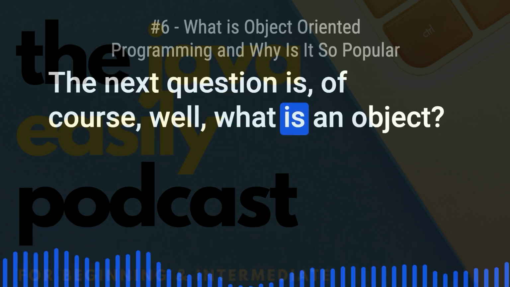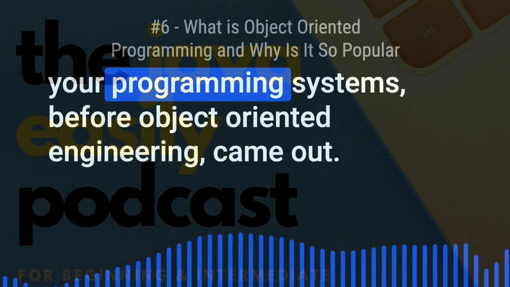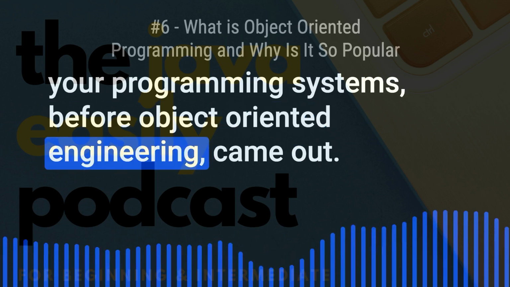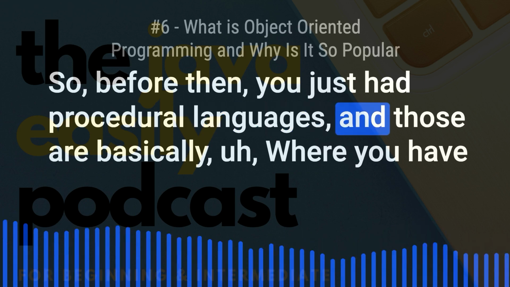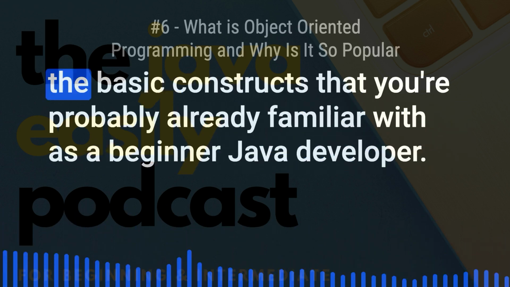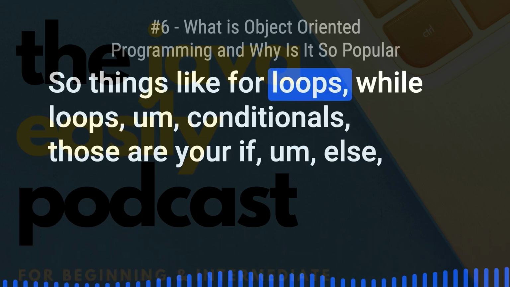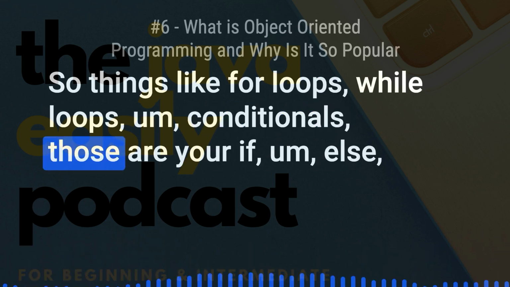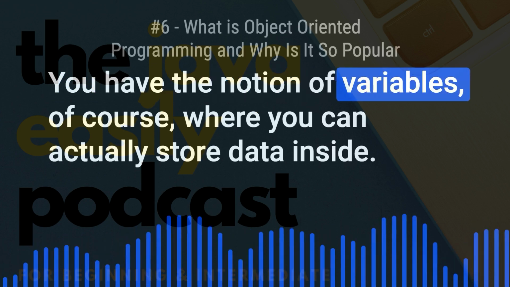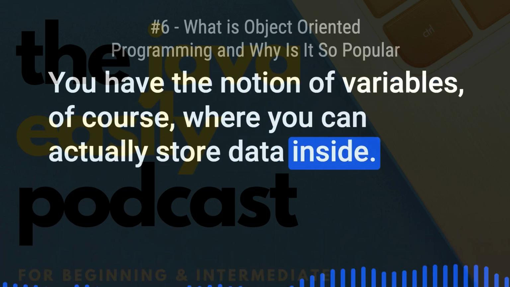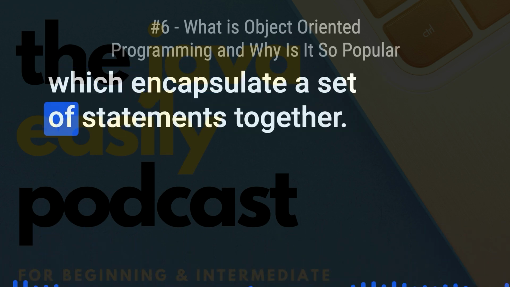The next question is, of course, what is an object? Well, in order to answer that, it's instructive to have a look at what you had to do when you were programming systems before object-oriented engineering came out. Before then, you just had procedural languages, which have the basic constructs you're probably already familiar with as a beginner Java developer. So things like for loops, while loops, conditionals, those are your if, else, else if, or switch statements. You have the notion of variables, where you can store data, and you have the notion of methods or procedures which encapsulate a set of statements together.